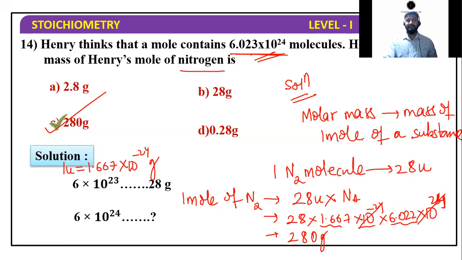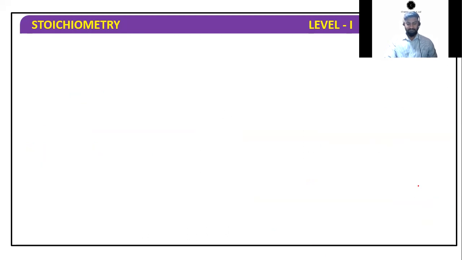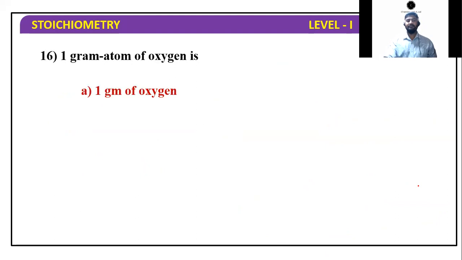Okay. Now let's go to the next question. Yes, this is the question. What exactly is gram atom? If you remember, just a few minutes back, I told you what gram atom means. Gram atom means 1 mole. So what do you mean by 1 mole oxygen atom?